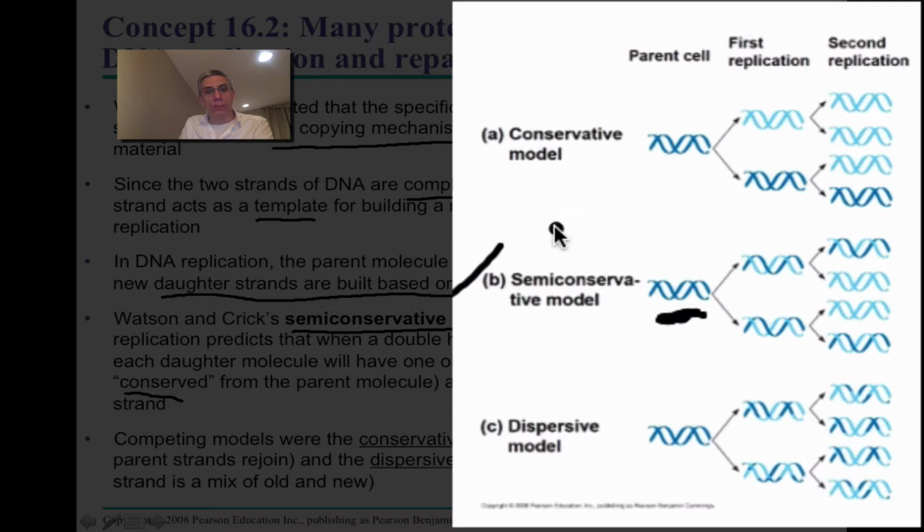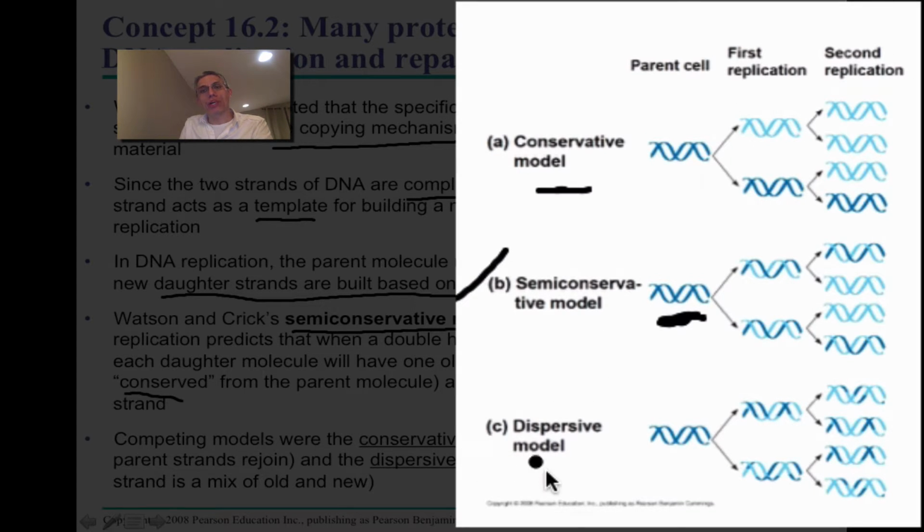Again, there were some competing models to that semi-conservative model back when they were trying to figure this out. One of those was the conservative model. So what they had thought here was that we would have a parent cell, and what that parent cell would simply do is make a new copy of that double-stranded DNA.